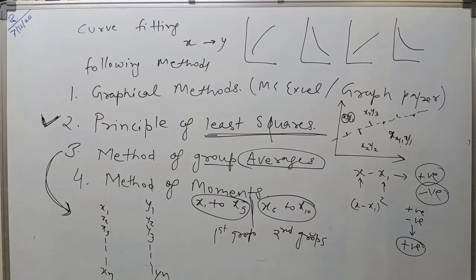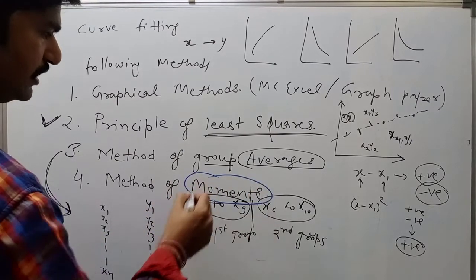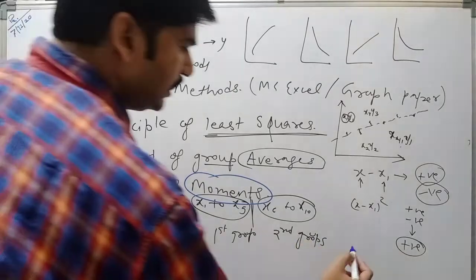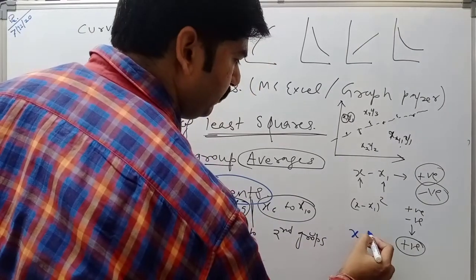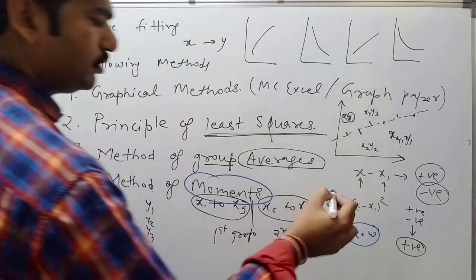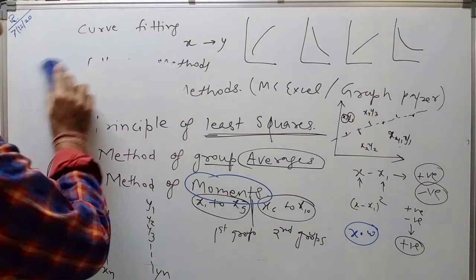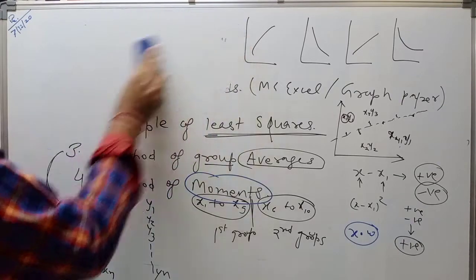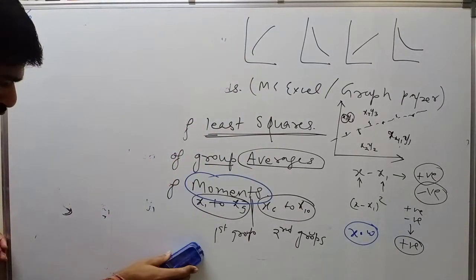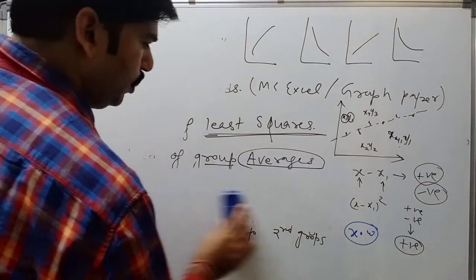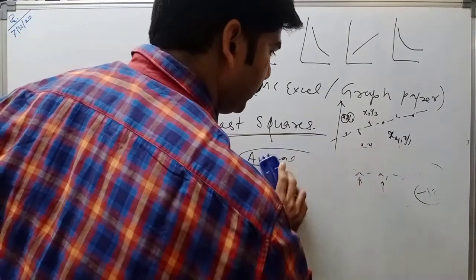Now comes the fourth method, that is the method of moments. Method of moments means we are going to calculate the moment. We know there may be some entity x and it will be multiplied by some distance or some weight and then its value will be calculated. We will try to understand all these methods using examples. You have to refer to the examples given in the notes that have already been provided to you. You have to go through those notes and the study material.